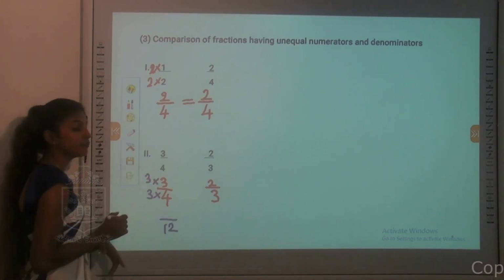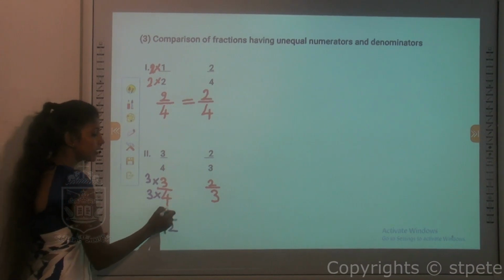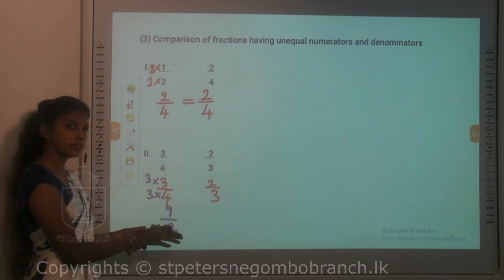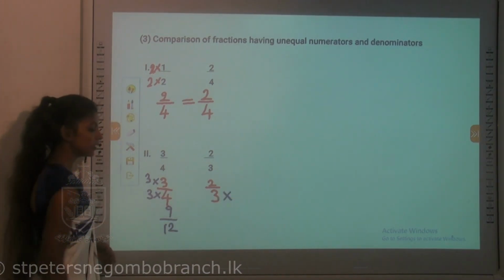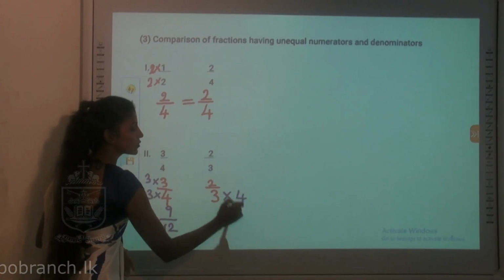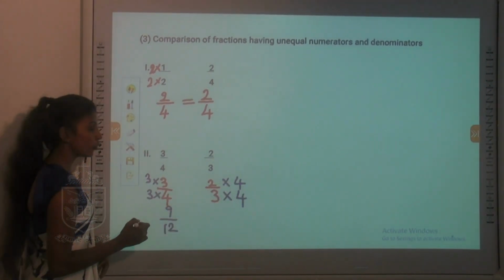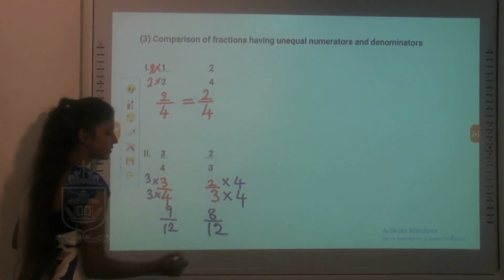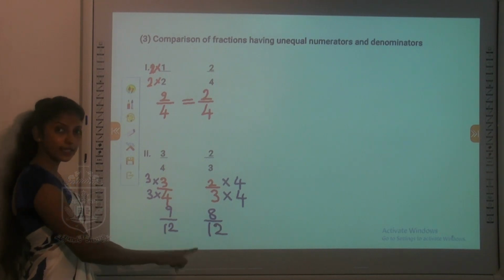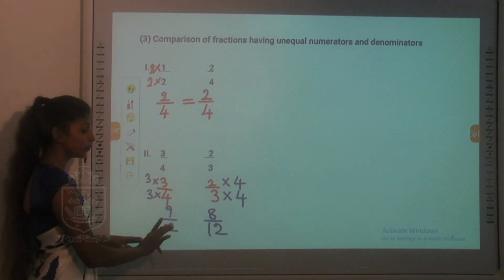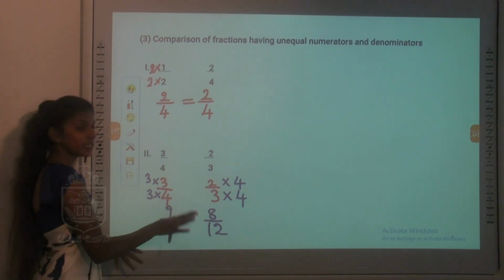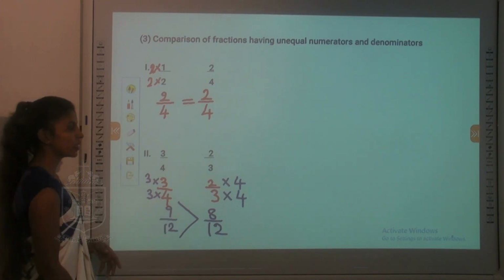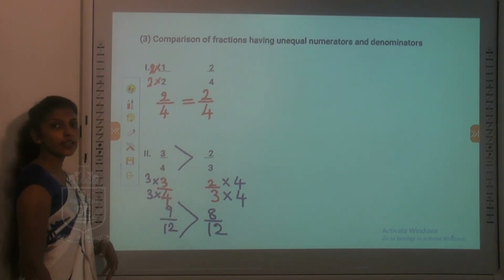You have to do the same thing for the numerator as well. 3 times 3, 9. You have to do the same thing for the other side, but the number that you are going to multiply will be different. 3 times how much will give you 12? 3 times 4. So you have to multiply the numerator also by 4. 2 times 4, answer is 8. 3 times 4, answer is 12. Now you all can see both the denominators are the same, and the numerators are different. So which is the larger numerator? 9. 9 over 12 is large. That means this fraction is large.